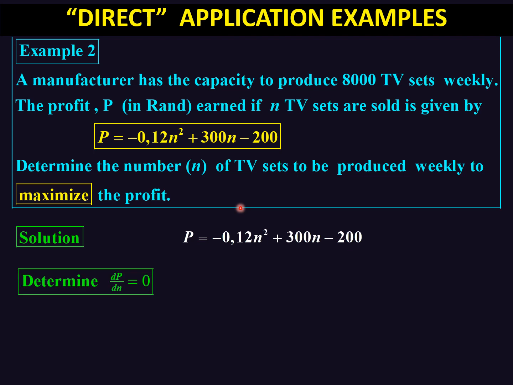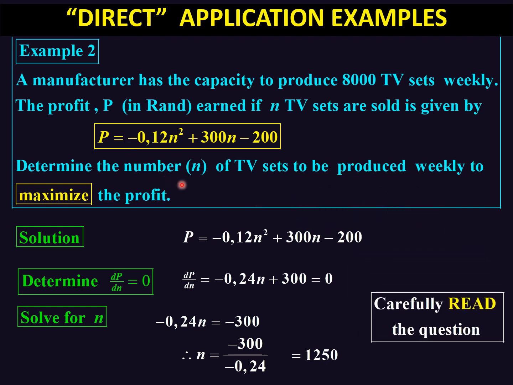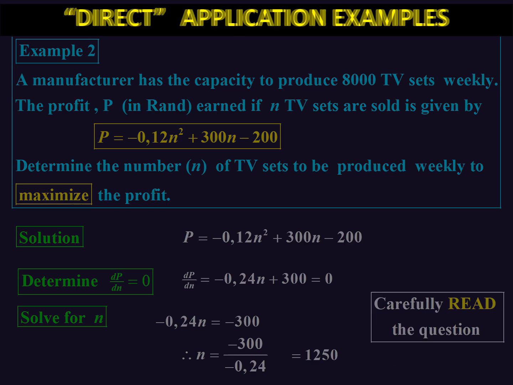There's the objective function. And here I'm using a different notation, dP/dN, or you can say P prime as well. We differentiate that. That is negative 0,24 N plus 300, and we equate it to 0. Linear equation, very easy. Embarrassing if you get this wrong. 1,250. Let's read the question again. The number N, and that's what they just want, the number. So don't do anything unnecessarily there.